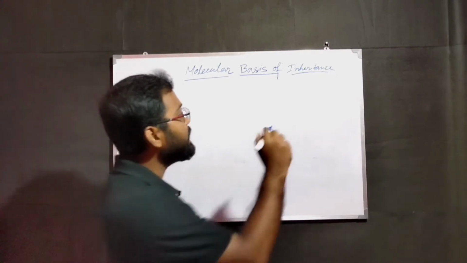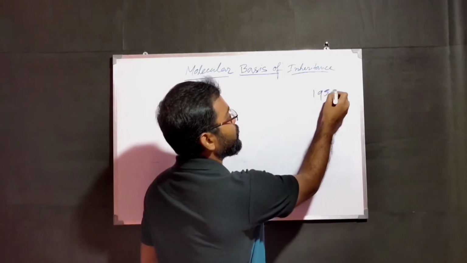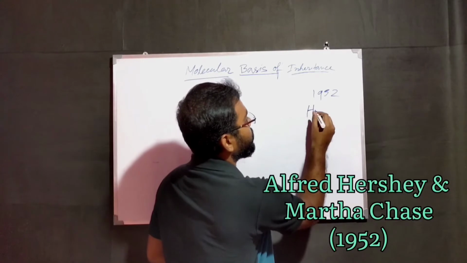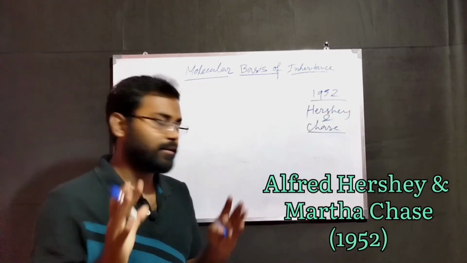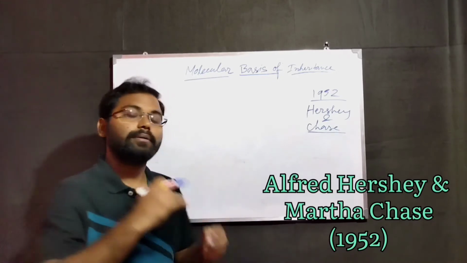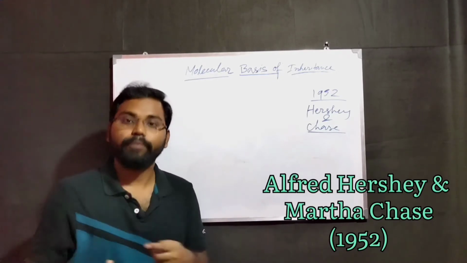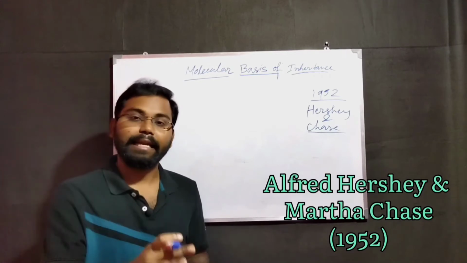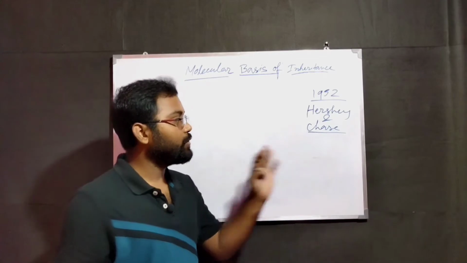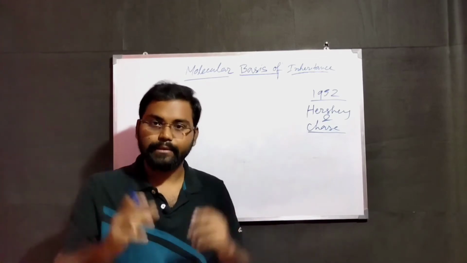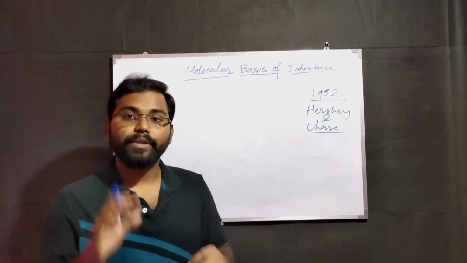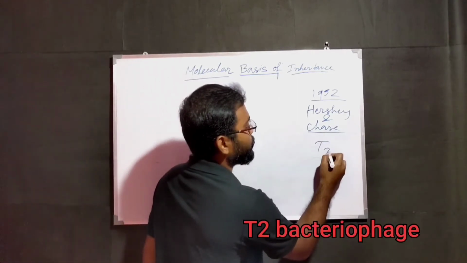most of the scientists believed that protein was the transforming principle. So, in 1952, Hershey and Chase, two scientists, designed an experiment that provided more evidence that DNA is the genetic material. Before starting their experiment, we need to know some basic things about viruses because they used T2 phage.